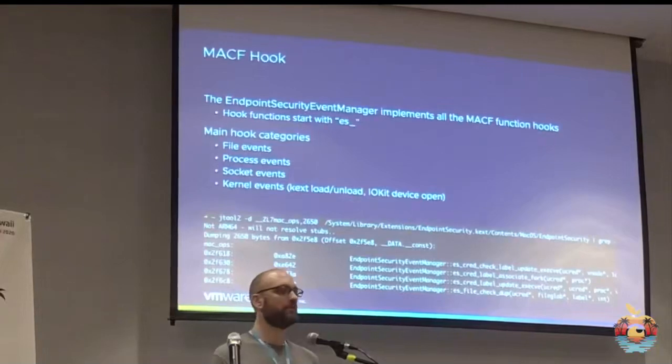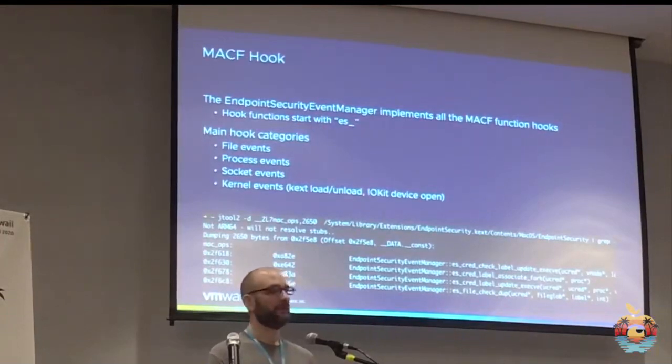There's really four main hook categories. There's file events, process events, socket events, and then a couple of kernel events. I don't think anything too surprising in terms of when I looked at this and reversed into this. It's what I would expect for Apple trying to provide a public API essentially for security vendors to make endpoint security applications, endpoint security system extensions.